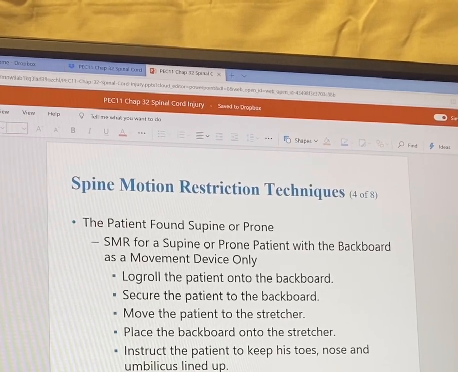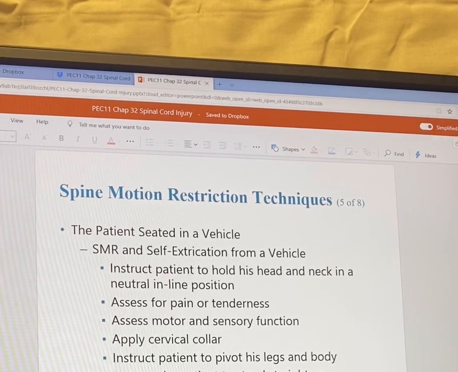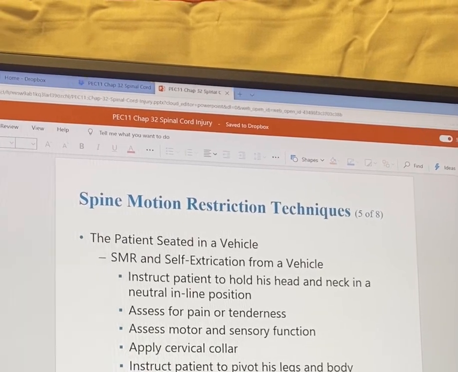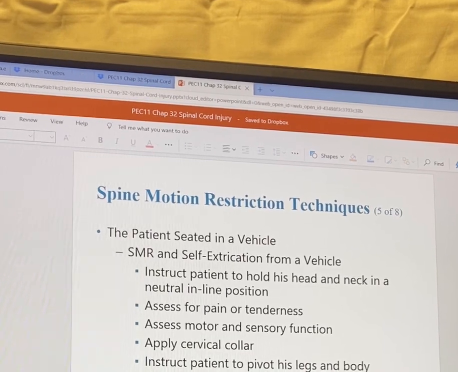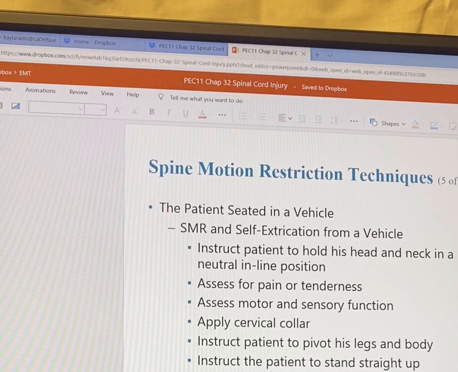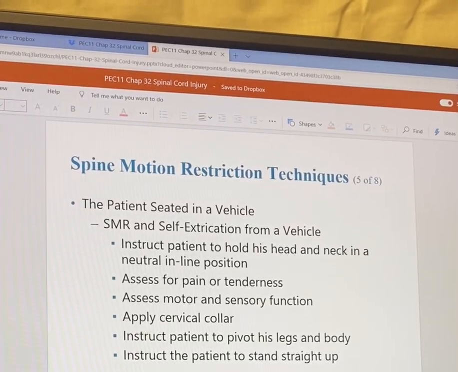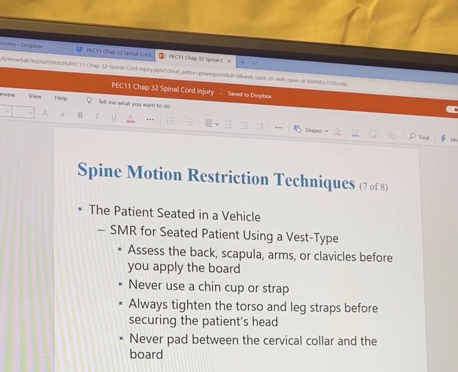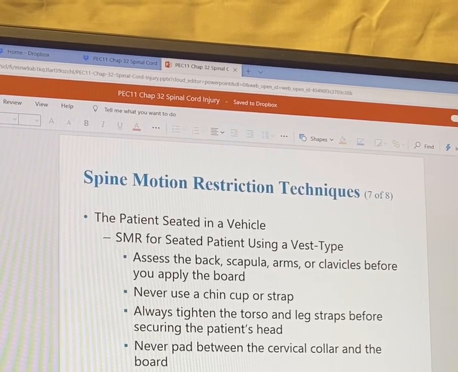Secure the patient to the stretcher mattress. Instruct the patient to maintain self-restriction and rotate 180 degrees until their back faces the stretcher. Have the second EMT, who should now be positioned on the opposite side of the stretcher, prevent the stretcher from moving and guide the patient back onto the mattress. Assess pulse, motor, sensory before and after applying your devices.